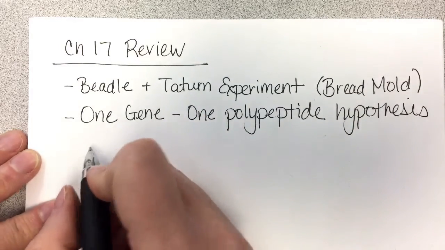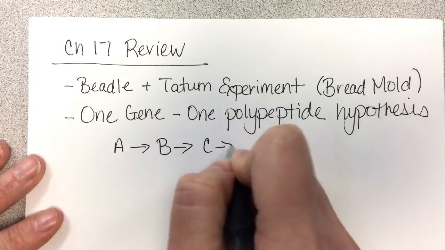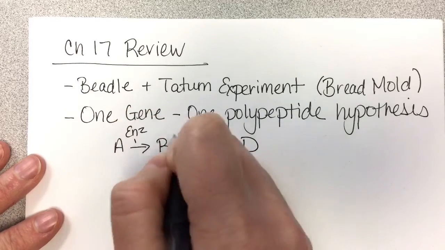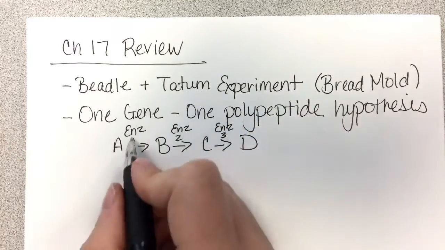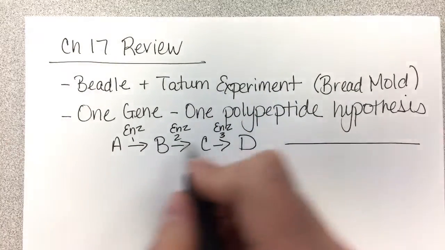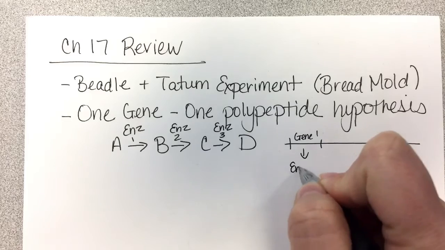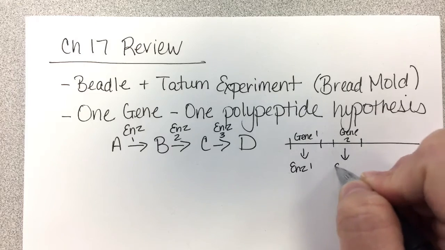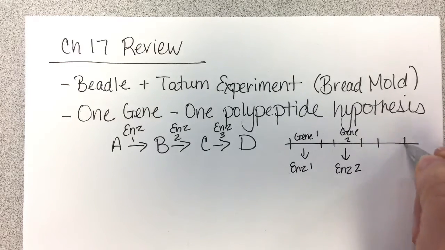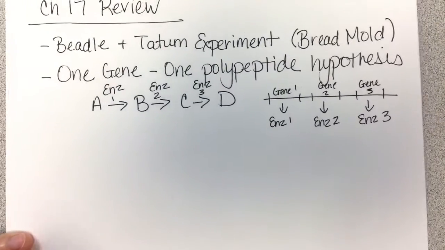So what this means is that you have a series of reactions, A, B, gets converted to C to D, and there's a different enzyme that catalyzes each one of these. And these enzymes are proteins, so to make these three enzymes, the organism has three different genes somewhere in its DNA. Gene 1 makes enzyme 1. Gene 2 makes enzyme 2. So every gene makes a different polypeptide. All right, so that's what they figured out.